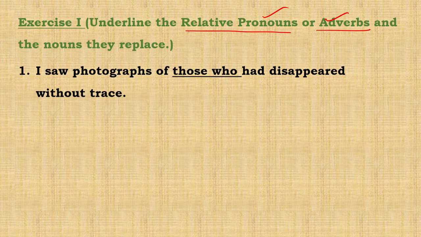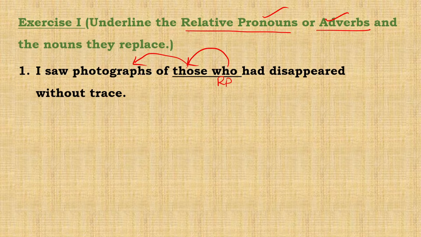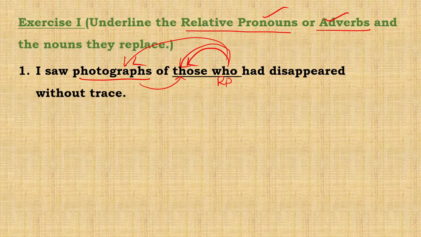I saw the photographs of those who had disappeared without a trace. This is already given for you in your textbook. Now the relative pronoun here is who. This relative pronoun is speaking about the object of the sentence, that is those. This those also refers to the photographs of those. So together we can say your actual noun is photographs, and this those is used to replace the photographs. We can use the word those, or we can also say photographs is the noun form.